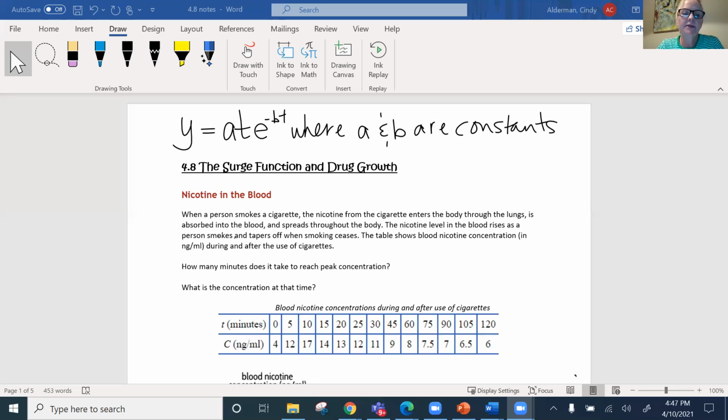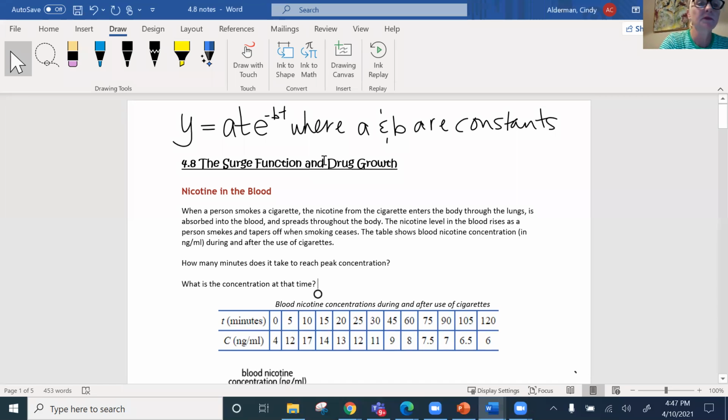So for our first example, I wanted to list up here the surge function in standard form, where both A and this B value are really important, and this B value in particular is really important. They are both positive constants. Okay, so let's look at an example of a surge function.